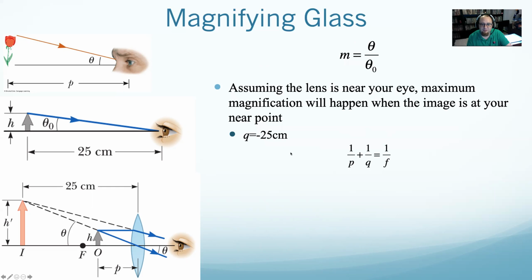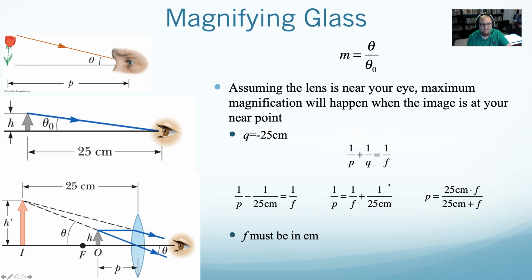Using our simple 1 over p plus 1 over q is 1 over f, and assuming that the image is at the near point, 25 centimeters back, if we rearrange a little bit, you can get this equation. And this says where you want something to be to see it at its largest, assuming f is in centimeters in this case because the 25 was in centimeters. If I wanted to work in meters, I'd have to make this 0.25 instead.